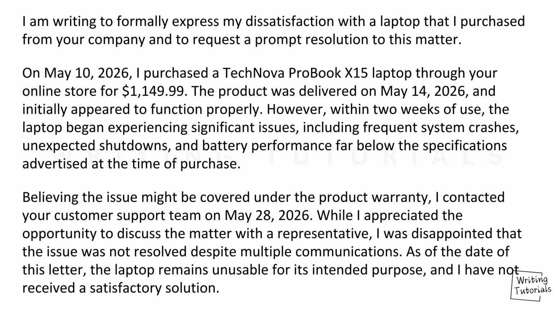As of the date of this letter, the laptop remains unusable for its intended purpose, and I have not received a satisfactory solution." This paragraph is important because it demonstrates that the customer made reasonable efforts to resolve the issue before escalating the matter. Including previous communication attempts often strengthens a complaint.